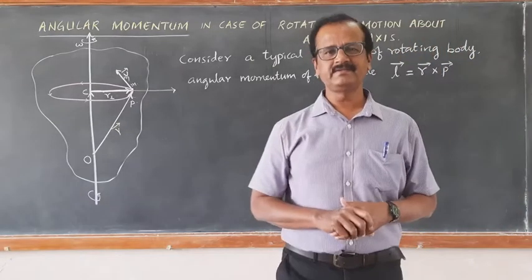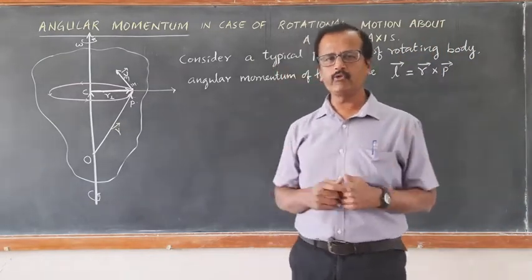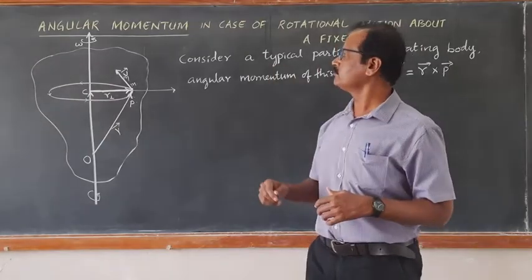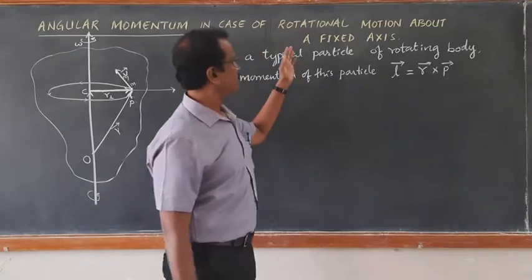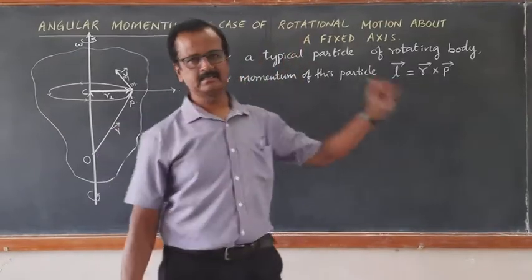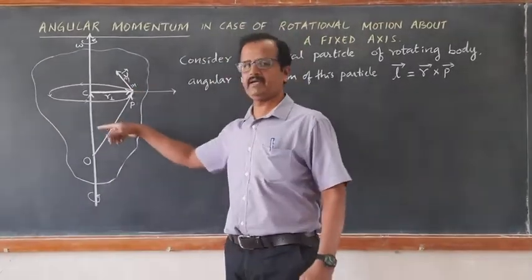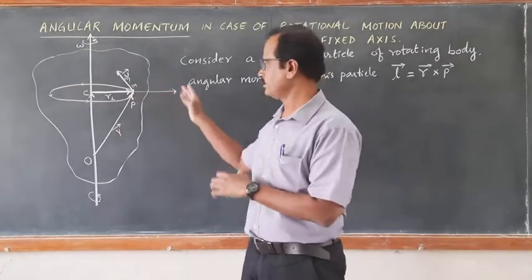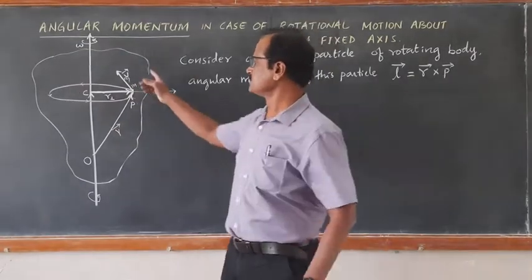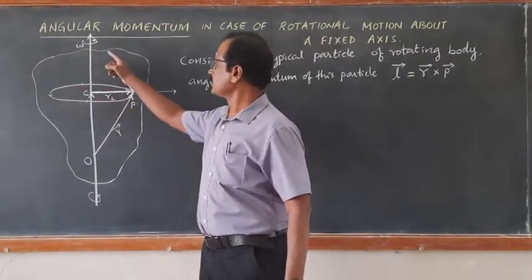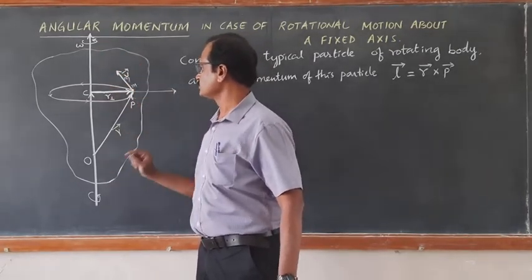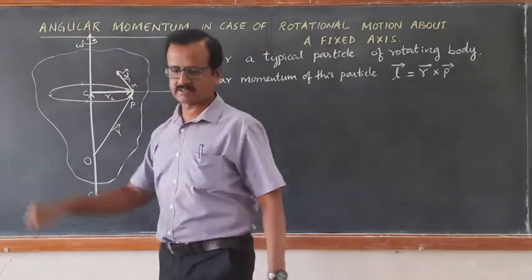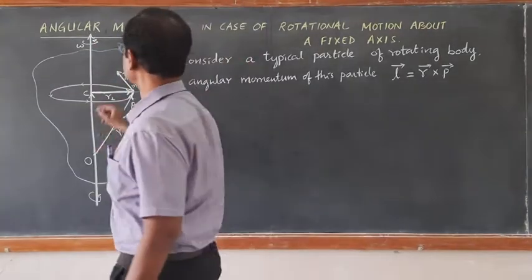Good morning, cadets. Let us continue calculating the angular momentum in case of rotational motion of a rigid body about a fixed axis. I have already drawn the same diagram that we drew yesterday. We are continuing. This is the rigid body which is rotating about a fixed axis, and this is the axis of rotation, the z axis.